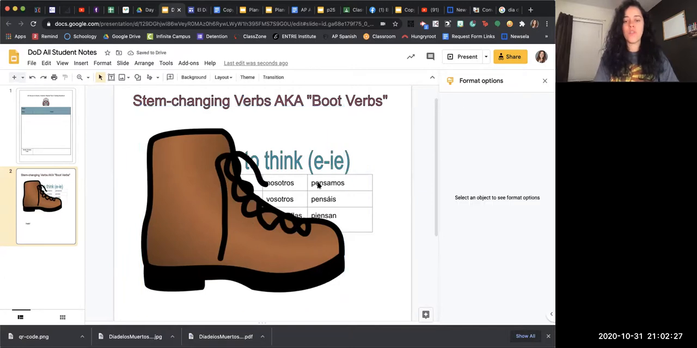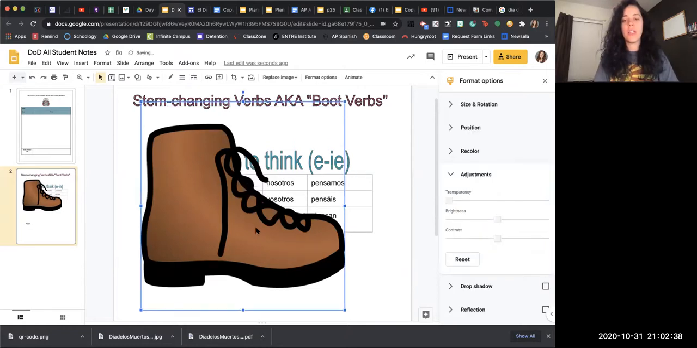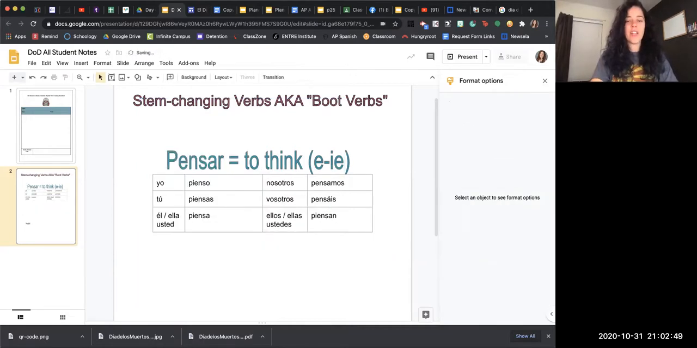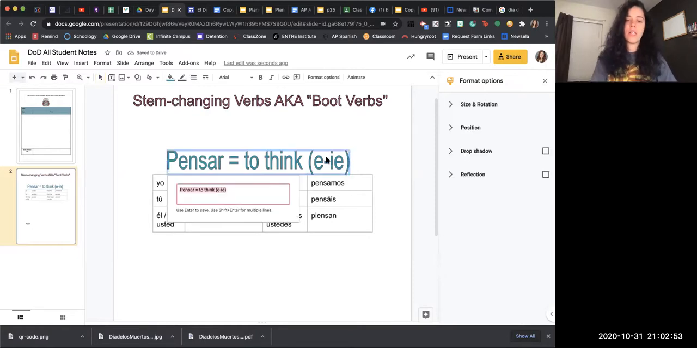So nosotros and vosotros does not stem. You keep the E as it is. Do not change it to IE. Keep it E. Everything else changes E to IE, okay? So the reason why I call it a boot verb sometimes is that if you were to circle all the pronouns that do stem, you're left with a boot looking thing, okay? Which is kind of funny. But anyways, pensar, to think. Let's do another one.